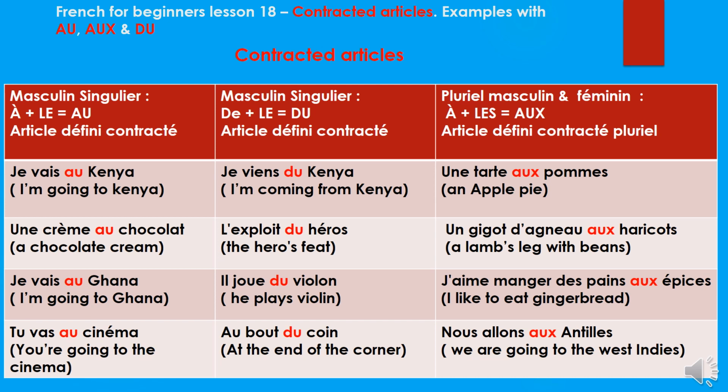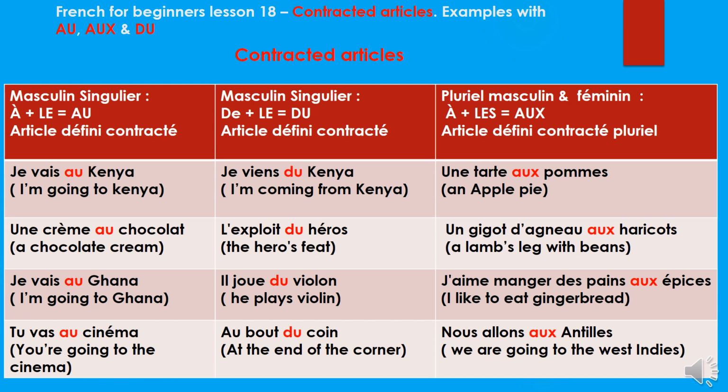So that is a definite article, contracted definite article, article défini contracté. Then article défini contracté pluriel. So definite article, contracted definite article plural. You know what is plural and how to pronounce masculine, singular: masculin, singulier, and pluriel. So those are contracted articles.